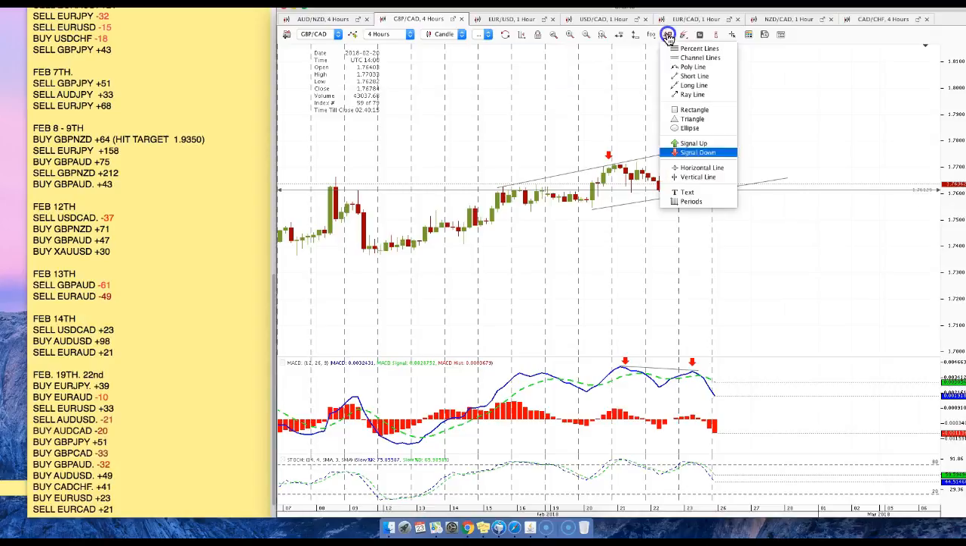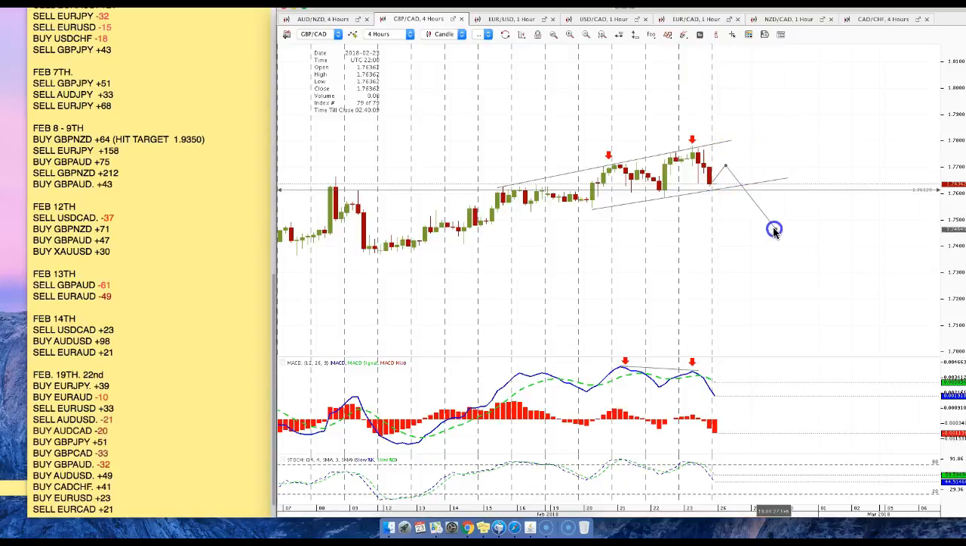So we just wait for a clear direction. Most likely we'll see the retracement happen on Monday before it turns around on Tuesday to head south. And we're going to be targeting the support levels down here. So that's pound Canadian dollar.